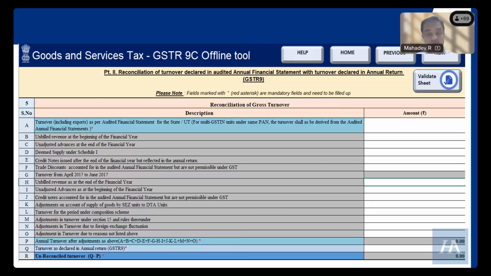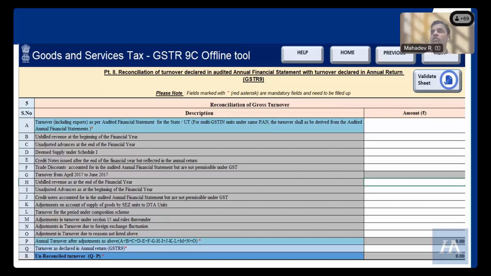Similarly, you may have unbilled revenue. You have unbilled revenue, which you will consider to be an income in your financial statement, but you don't consider that to be a turnover in your GST return. Therefore, there can be a difference between these two. So like this, there are multiple reasons for which there can be differences. The format identifies certain reasons for which there can be differences. If there are any unlisted reasons, then the corresponding amount can be provided in row number 5O, adjustment in turnover due to the reasons not listed above.